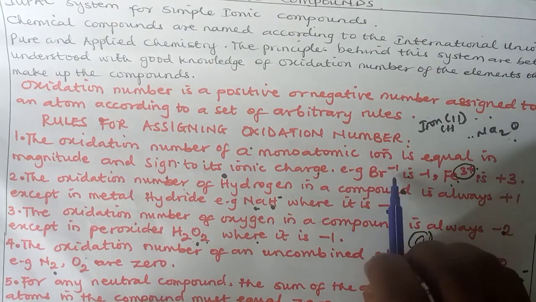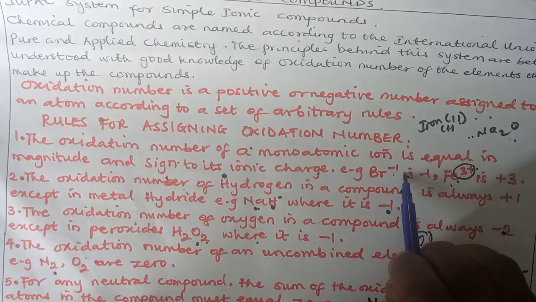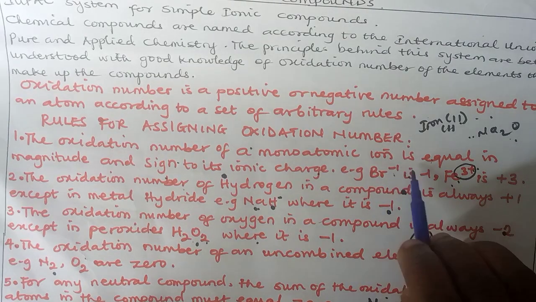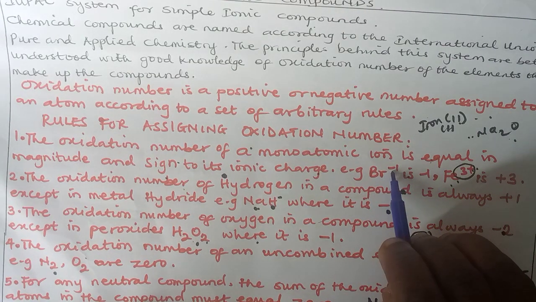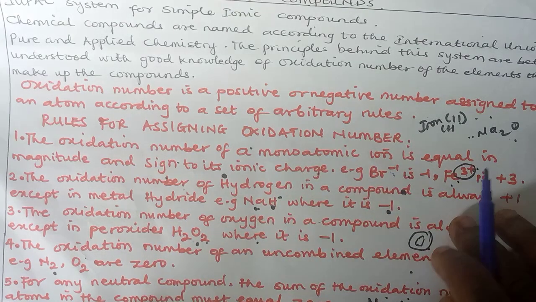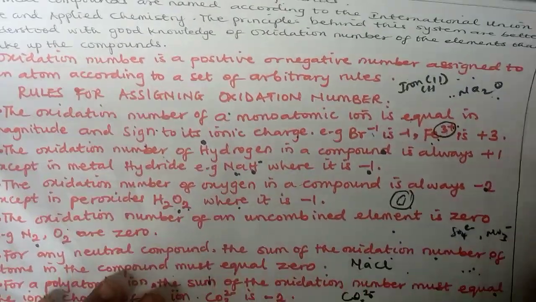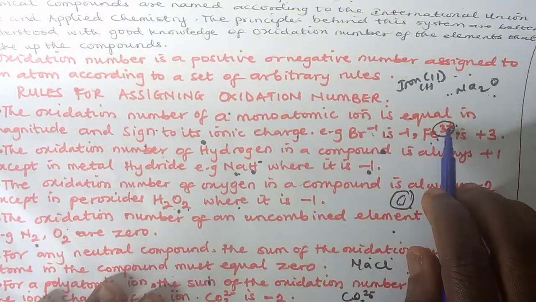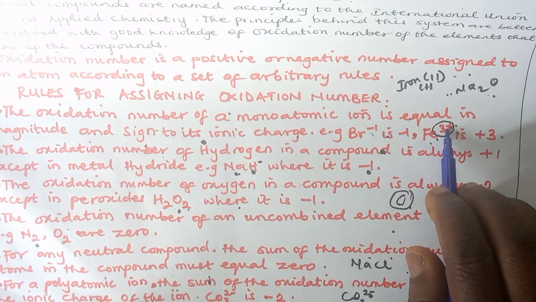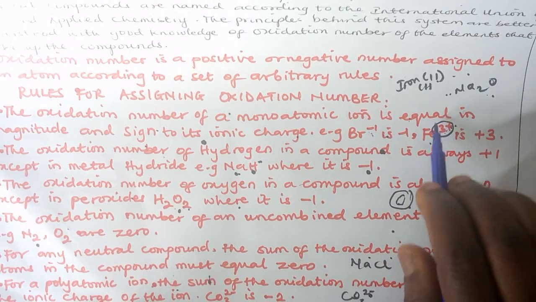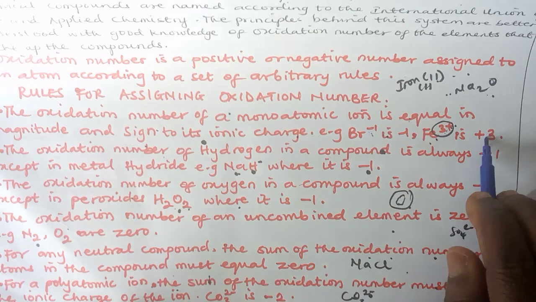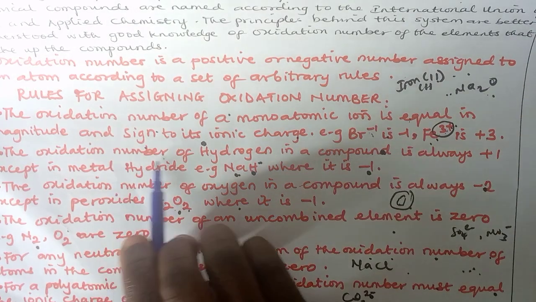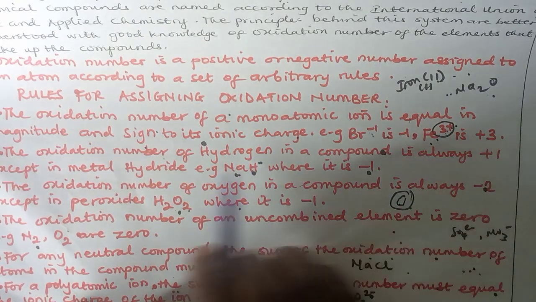The first one here is that a single element, like an ion, has an oxidation number equal to the charge that its ion carries. You know, an atom is different from an ion. Atoms gain or lose electrons and they become ions. So when they are ions, like Fe3 plus, the oxidation number is +3, and so on. The oxidation number of hydrogen in a compound is always +1.